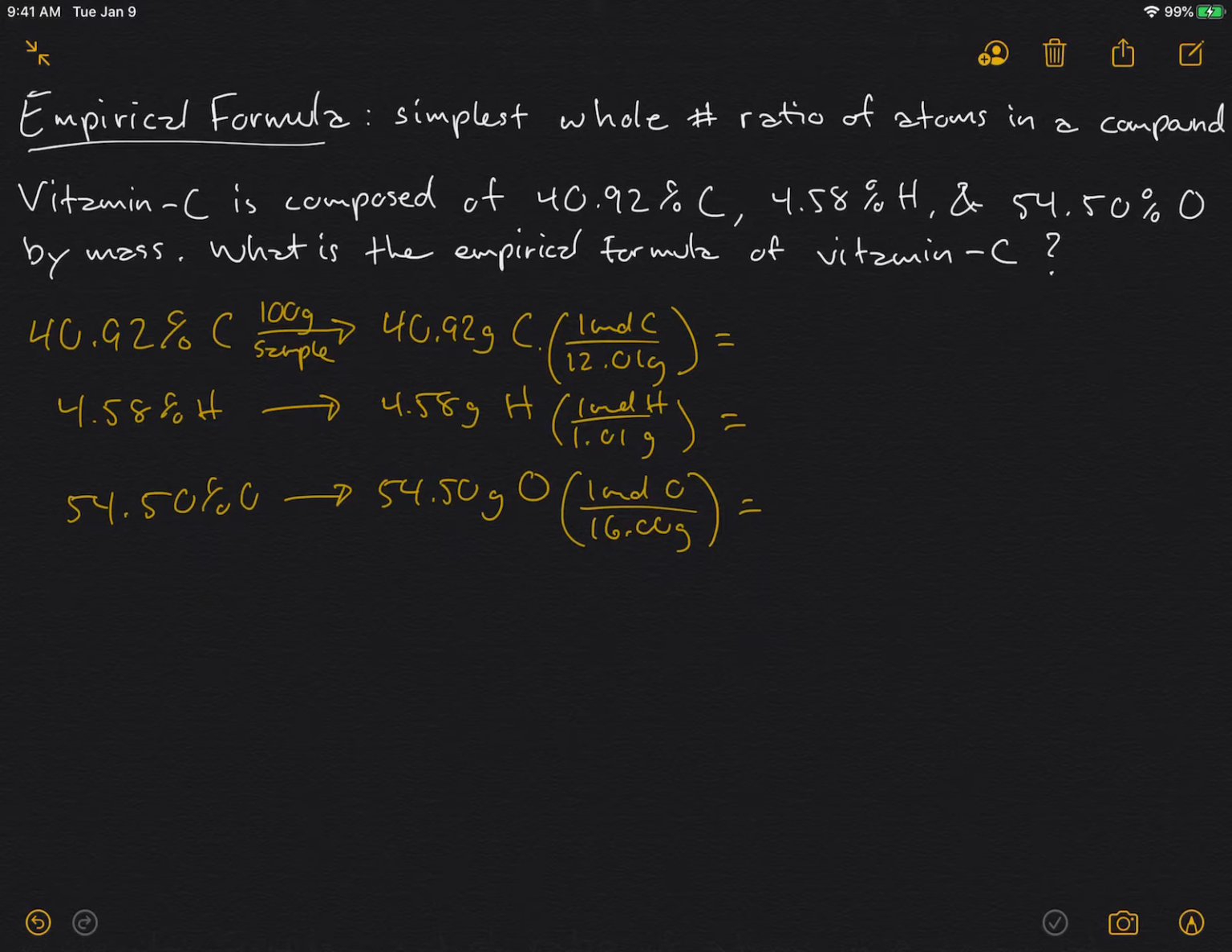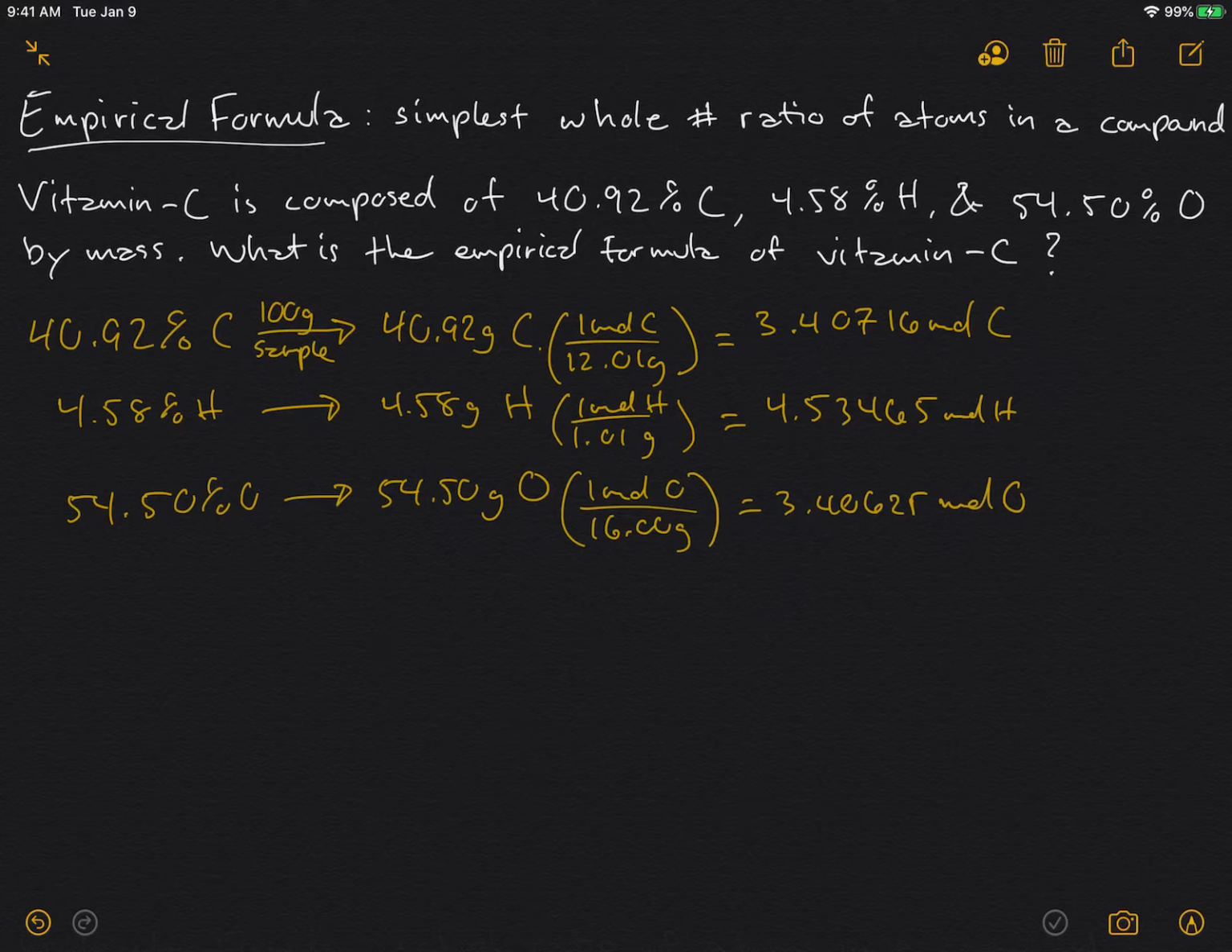So the number of moles of carbon in this sample is 3.40716, and it's a good idea to not round at this early point in this problem. We have 4.53465 moles of hydrogen, and for oxygen we have 3.40625. Okay, so now that we've converted to moles, we can find the ratio.